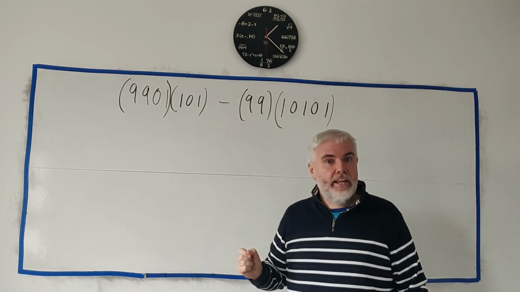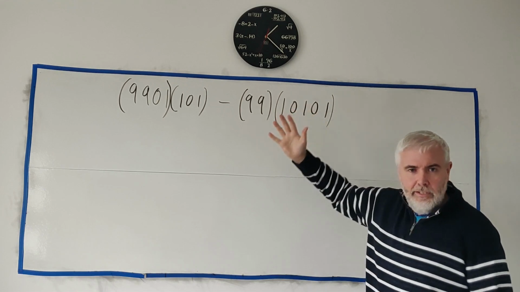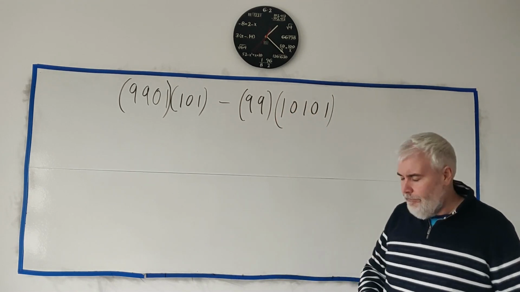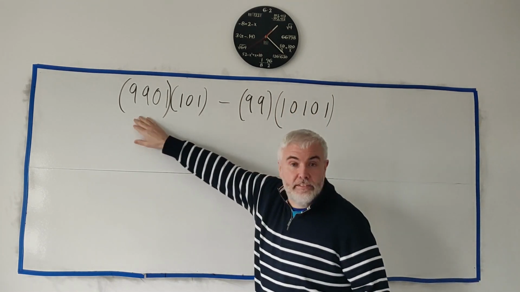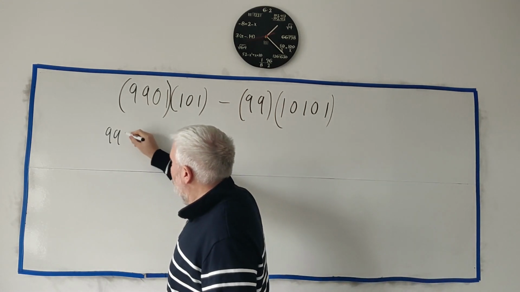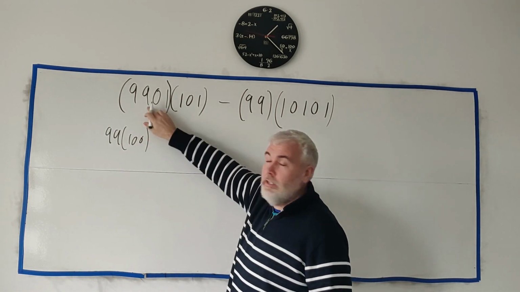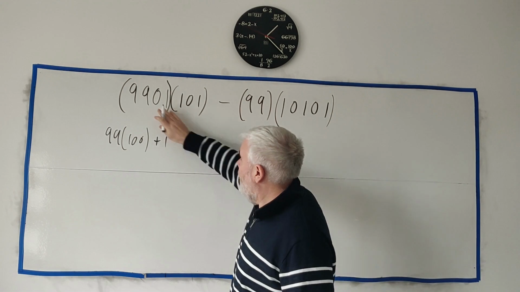Instead of taking 99 out, I'm going to notice that 101 is there and it's identical. The same way I'm going to do this each time. So first of all, let's find 99 in this first term. I'm going to rewrite this as 99 times 100. That would get me 9,900. If I add 1 onto that, I get this number here.